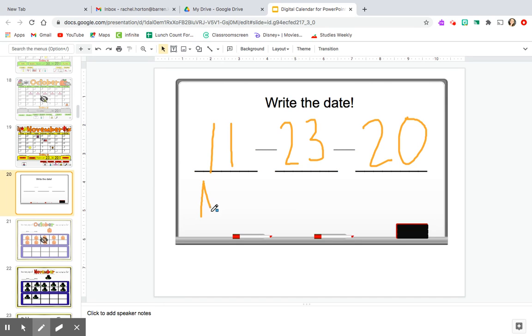Let's practice writing November. We start with a capital letter, and this one's a capital N, O, V, E, M, B, E, R. November. Very good.